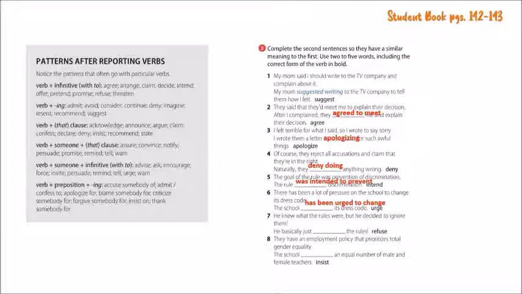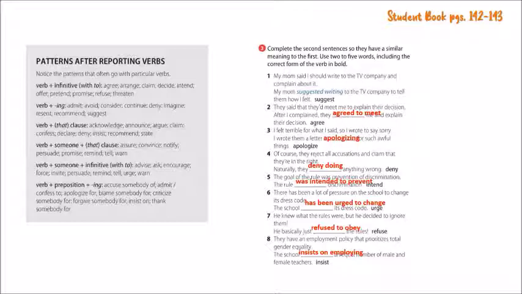He knew what the rules were, but he decided to ignore them. He basically just what? It's in past: basically just refused to obey the rules. Number 8, they have an employment policy that prioritizes total gender equality. So the school insists on employing an equal number of male and female teachers. Okay, excellent, guys.